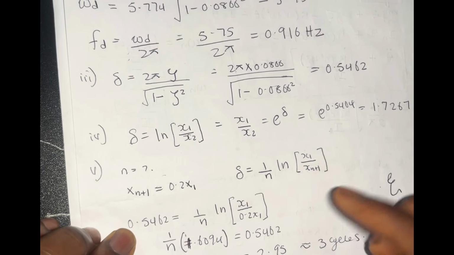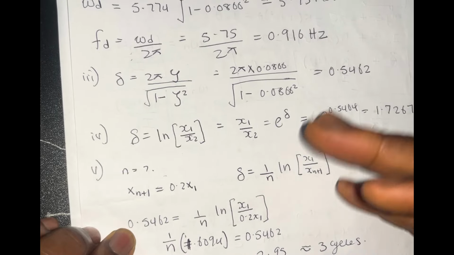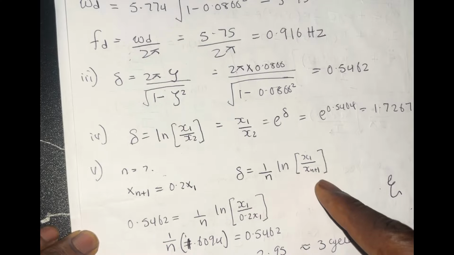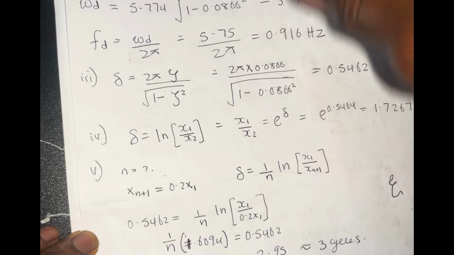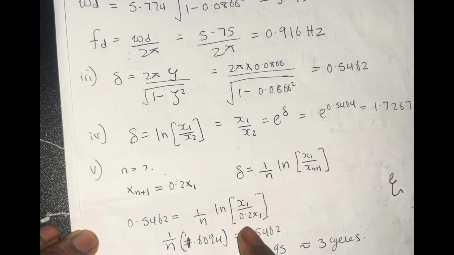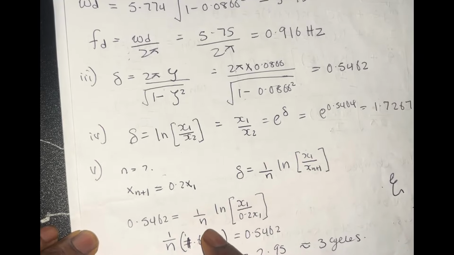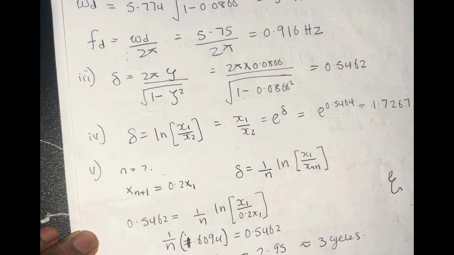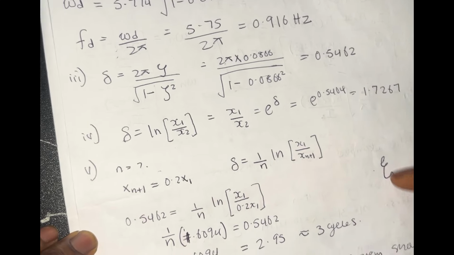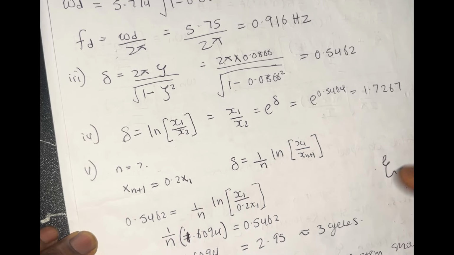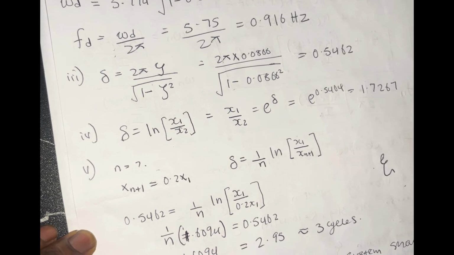This is talking about the summation of different cycles that we are going to have. We know xn plus 1 is that particular amplitude that makes us achieve that. So we have x1 over 0.2 x1 in ln, times 1 over n. This n is the number of cycles that we want to get. If upon analysis we obtain this to be 3 cycles, it means we have to move 3 times to be able to get this change in amplitude.